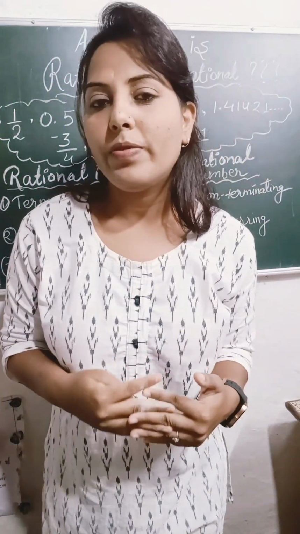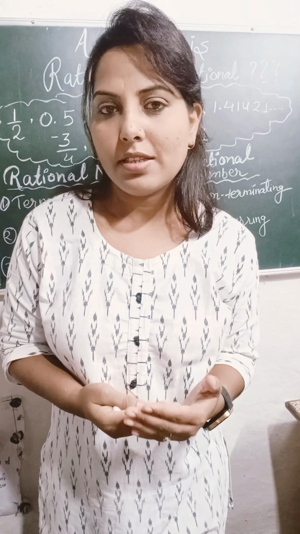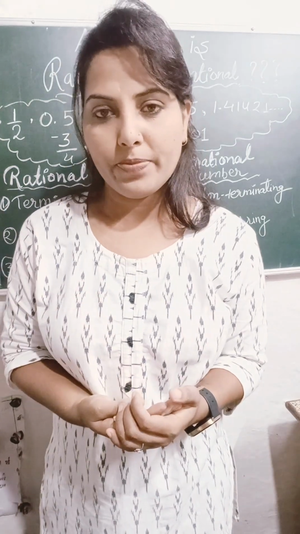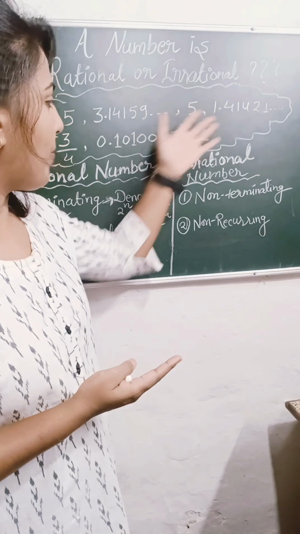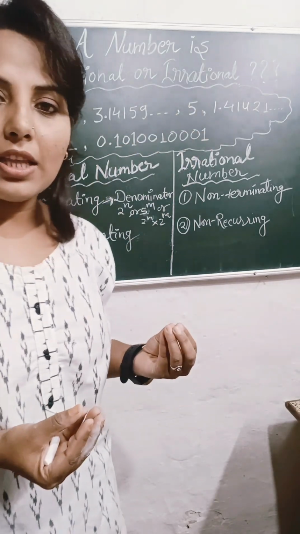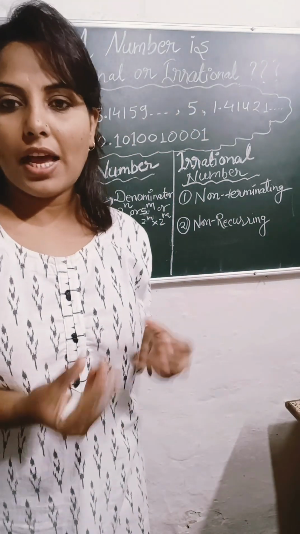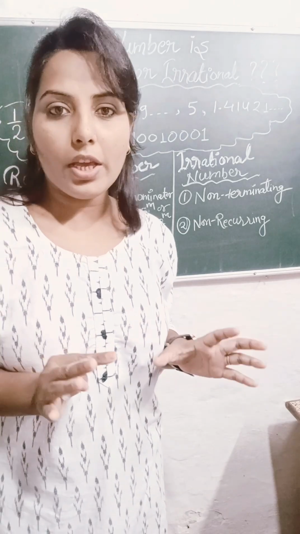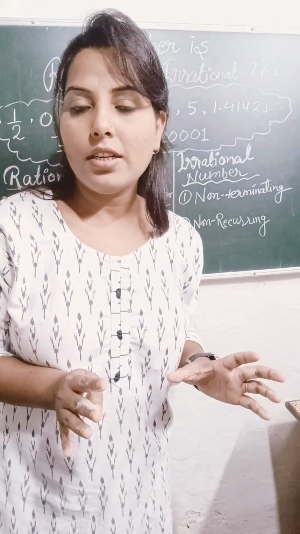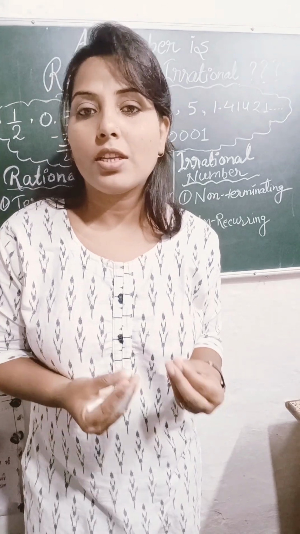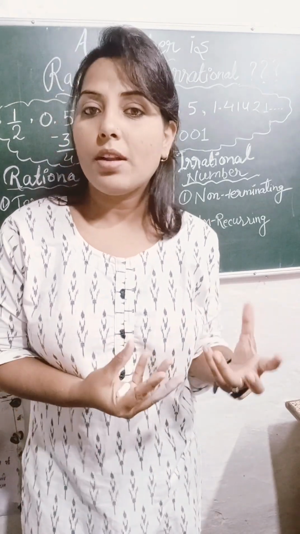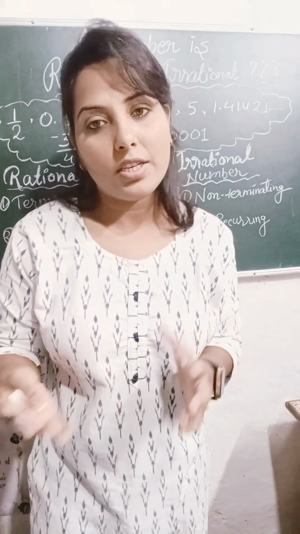In this video, we will understand whether a number is rational or irrational. As you can see, here we have so many numbers, and we will check which number is rational or irrational. For this, let's understand what the conditions are if a number is rational, and what the conditions are if the number is irrational.